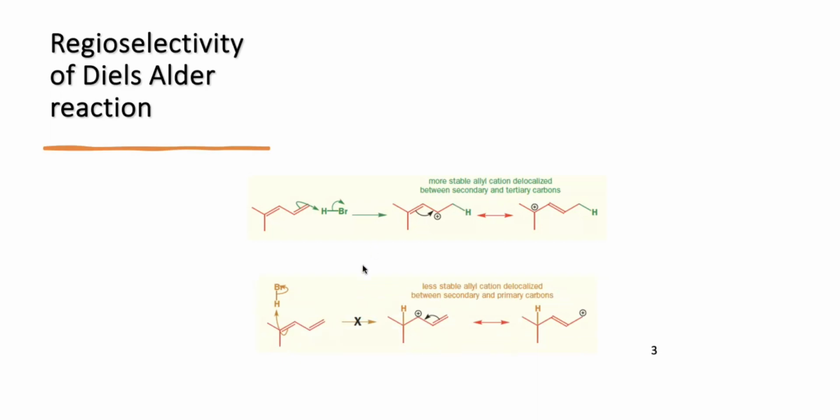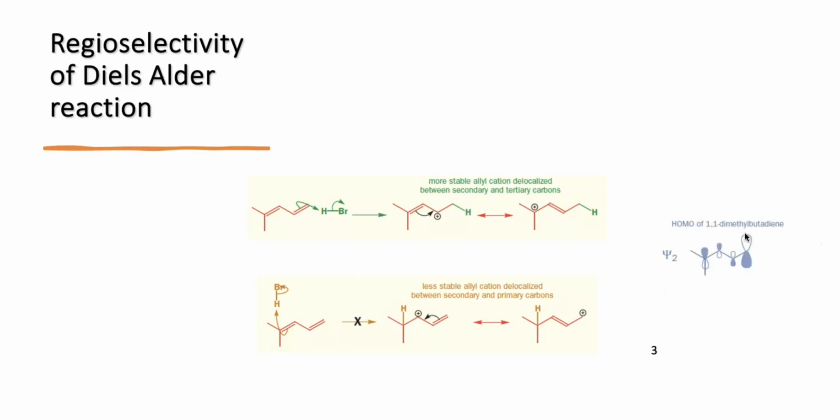Now, if we consider this other terminal carbon reacting, it will result in the formation of a secondary carbocation. But when this double bond delocalizes to this cation, it will result in the formation of a primary cation. So compared to the case where the allyl cation is delocalized between secondary and tertiary carbon, here it is delocalized between secondary and primary carbon, which is less stable. So the first case is more favorable.